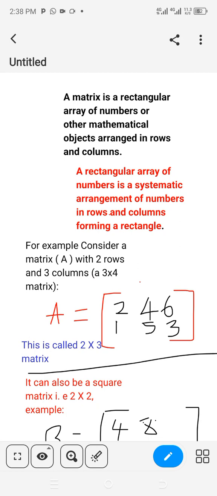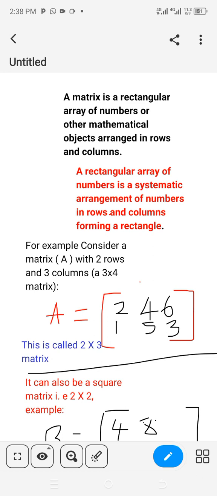A matrix is a rectangular array of numbers or other mathematical objects arranged in rows and columns. So what do we mean by a rectangular array of numbers? It is a systematic arrangement of numbers in rows and columns forming a rectangle.